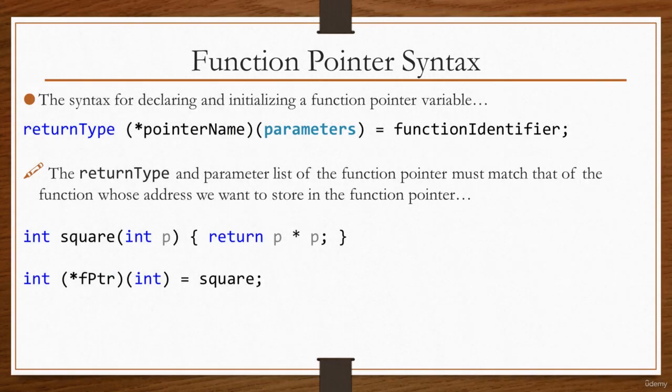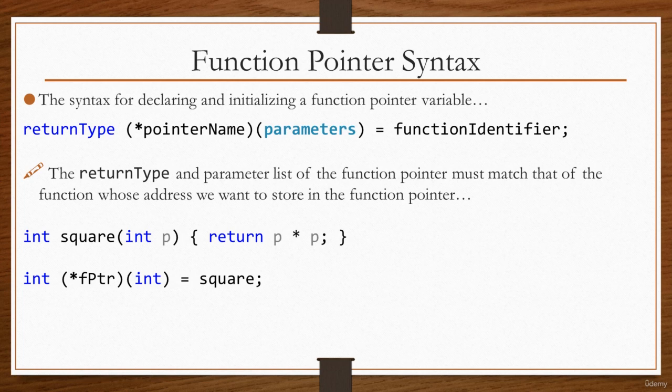Okay, let's look at the syntax for declaring and initializing a function pointer variable. We do the return type and then parentheses. And between the first pair of parentheses, we do the asterisk followed by the pointer name. In other words, the pointer variable name. Then we do another pair of parentheses where we specify the types. We do a parameter list, which is basically going to match the signature of the function that we want to store in the function pointer.